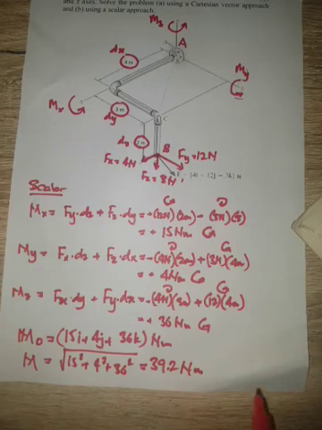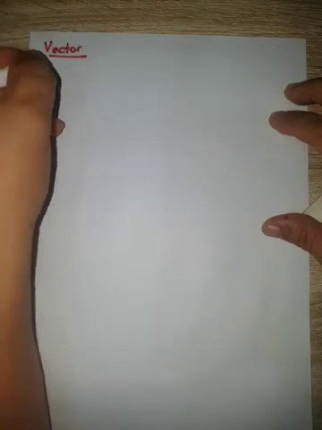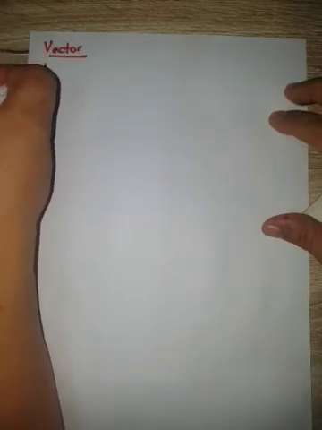Next I'm going to show you how to solve this problem by using the vector method. That was the scalar method, and next, the vector method. As we understand, the moment is equal to the cross product of the position vector with the force vector.